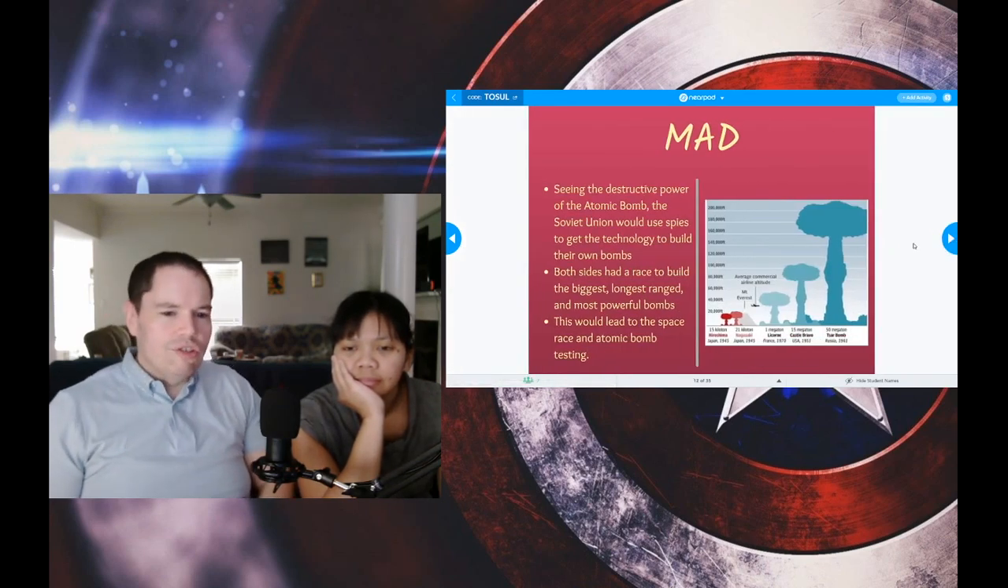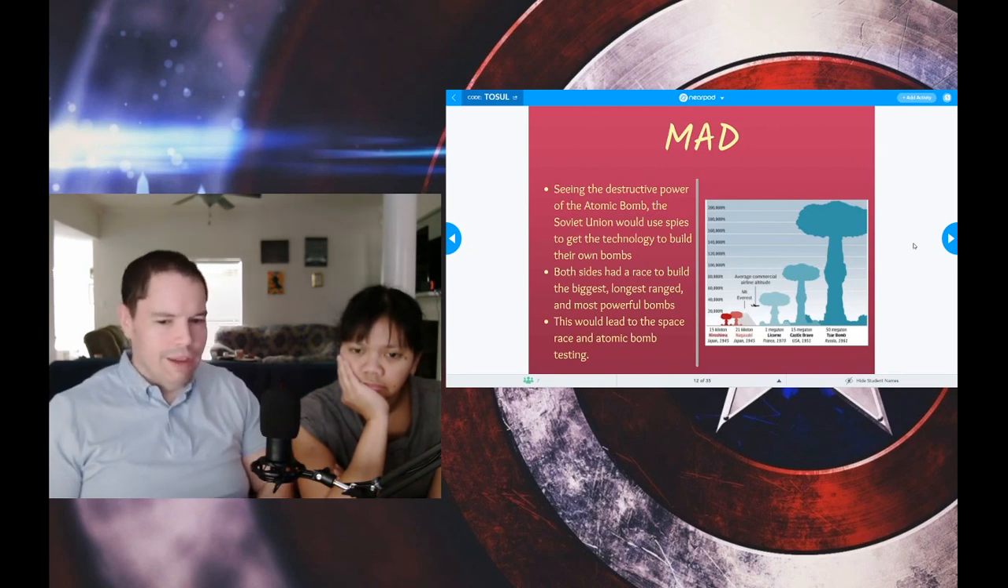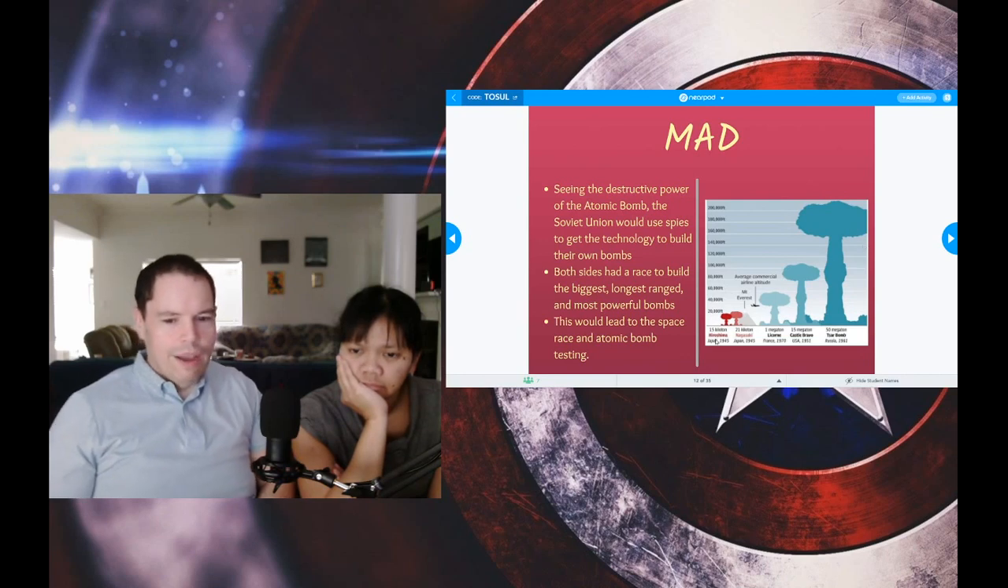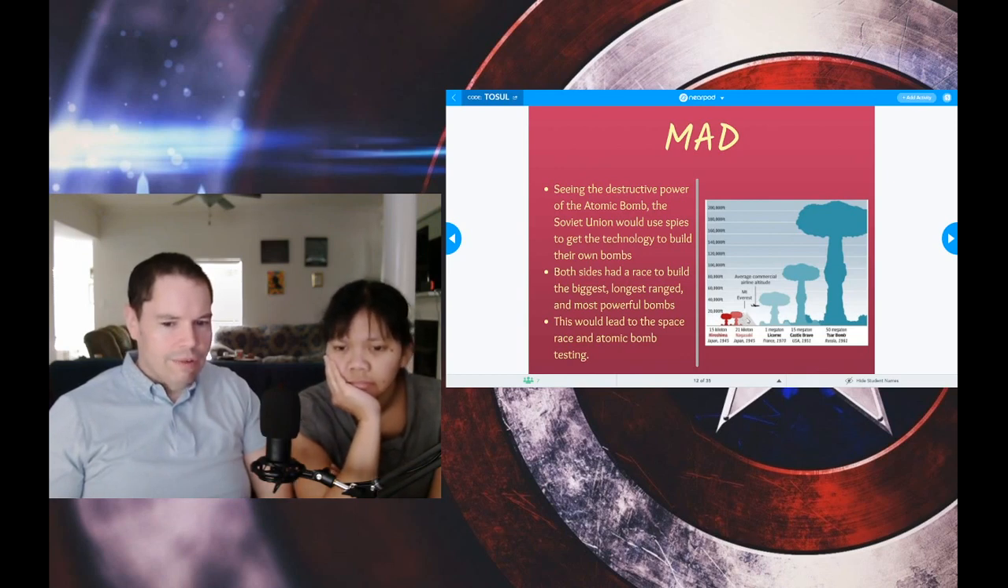Okay, so seeing the destructive power of the atomic bomb, the Soviet Union would use spies to get the technology to build their own bombs. Both sides had a race to build the biggest, longest range, and most powerful bombs. This would lead to a space race and atomic bomb testing. And here you can see the atomic bombs. You got Hiroshima and Nagasaki. You can see the two. And it's almost the size of Mount Everest, the one that we dropped at Nagasaki.